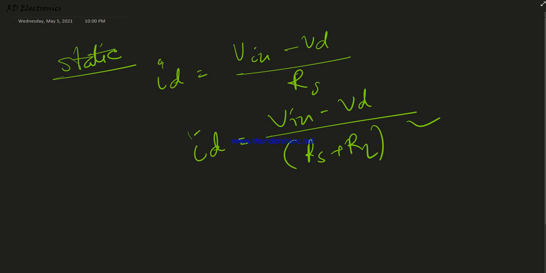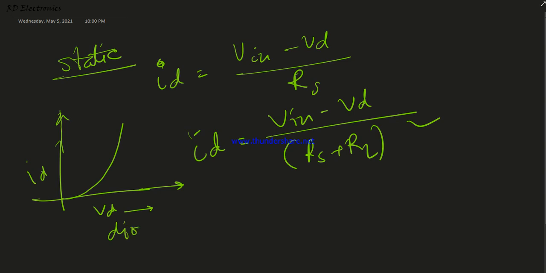From the static characteristics, the characteristics look like this. This is Vd and this is Id. This is the static characteristics of the diode. In the y-axis we plot current, and in the x-axis we plot diode voltage. In this axis we plot diode voltage, and in this axis we plot diode current. I stands for current.